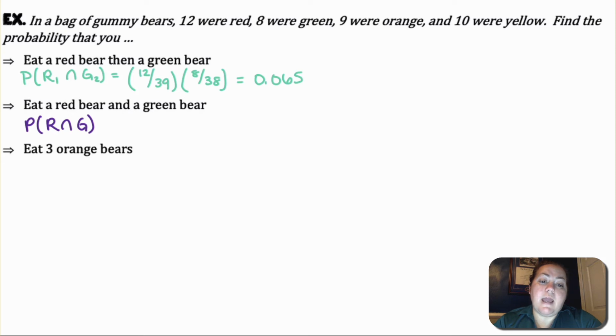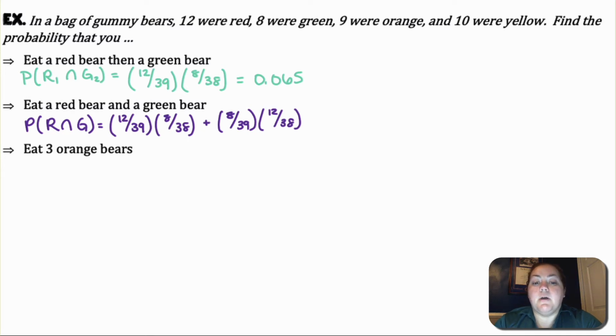Eat a red bear and a green bear. So red and green. 12 out of 39 times 8 out of 38. Again, same basic concept here. But I could also have done it the other way around, right? So I could have done the green first, so 8 out of 39 times 12 out of 38. So there's two different possibilities for how this could have happened. So I have to add those two possibilities, right? So there's a greater chance that this could have happened than the first outcome. Like you have to eat red first, then green. This one's just saying a red and a green.